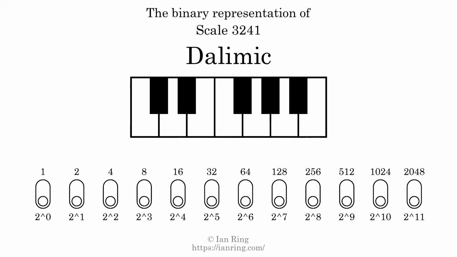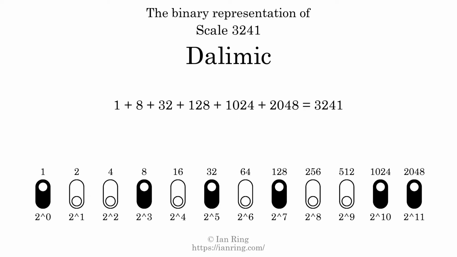The binary representation of this scale is determined by mapping tones of the scale to binary digits. Each binary digit represents a power of 2. To get the scale number, we add the powers of 2 together. The powers of 2 that are present in the scale, all added together, equals 3241.